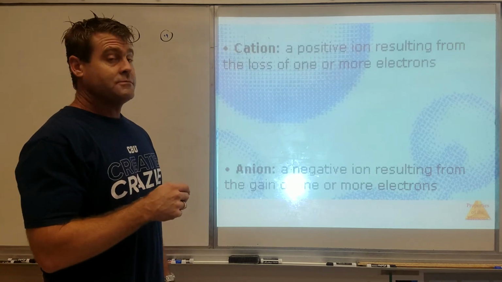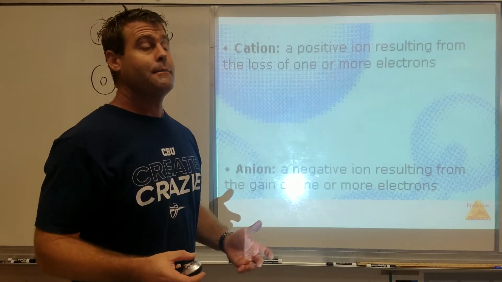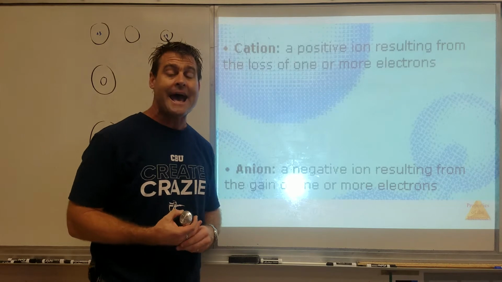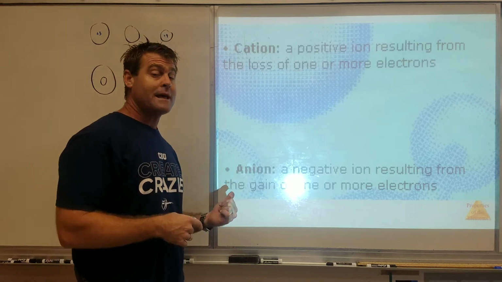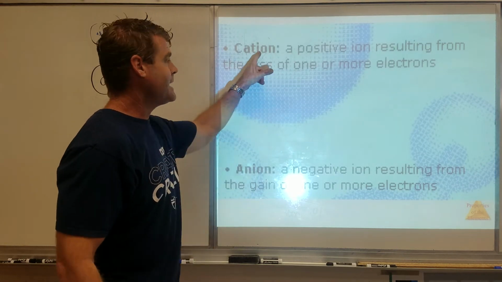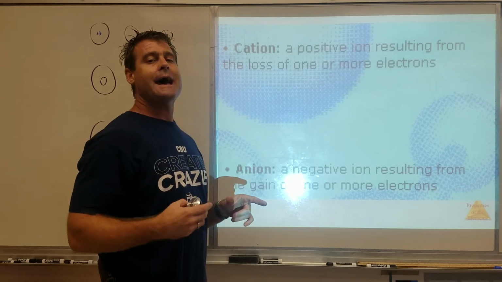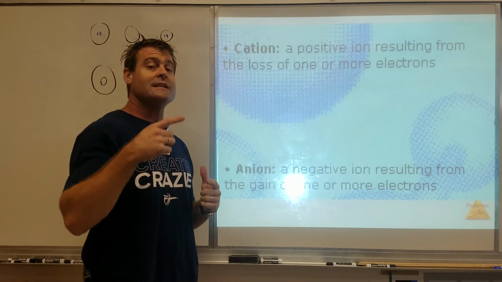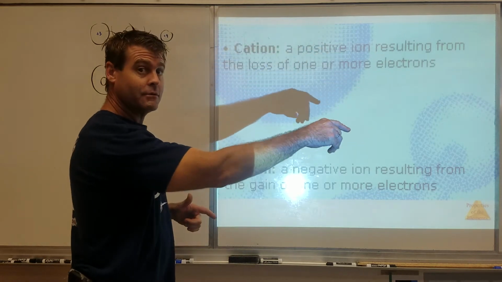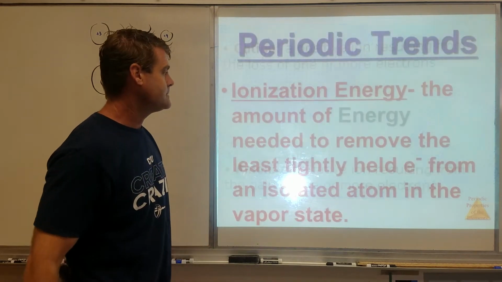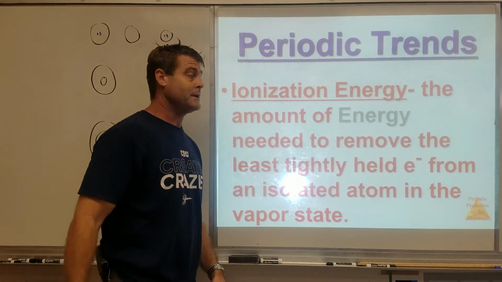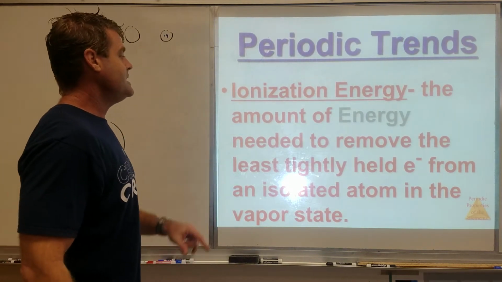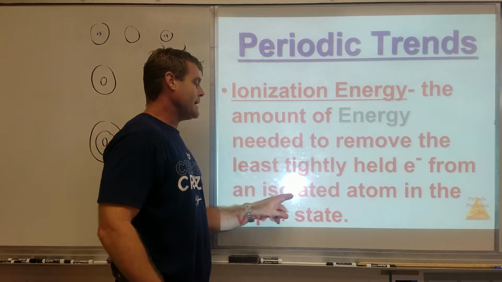So you guys remember some terms. Cation, that's what we use to describe a positively charged atom. You remember, it's the metals that tend to lose electrons and become cations. Anions are atoms that gain electrons and thus become negative. And you remember, it's the nonmetals on the right side of the periodic table that tend to gain electrons and become anions. Ionization energy, you guys, this is a big topic. The amount of energy needed to remove the least tightly held electron from an isolated atom.